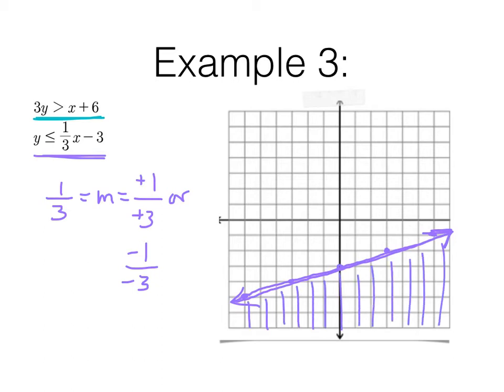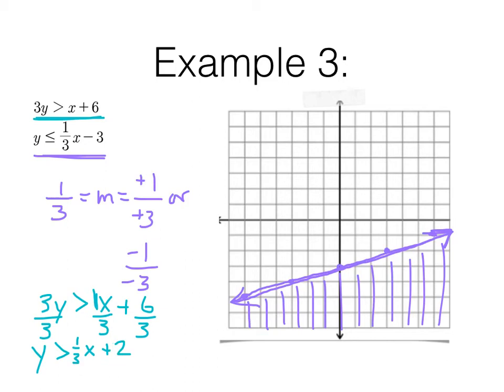Okay. All right, so the next one, this teal one up here, unfortunately is not solved for y. So we're going to have to solve that for y. So 3y is greater than x plus 6. We're going to divide everything by 3. So we get y is greater than 1/3 x, and then 6 over 3 is 2. So y-intercept of 2, slope of 1/3.